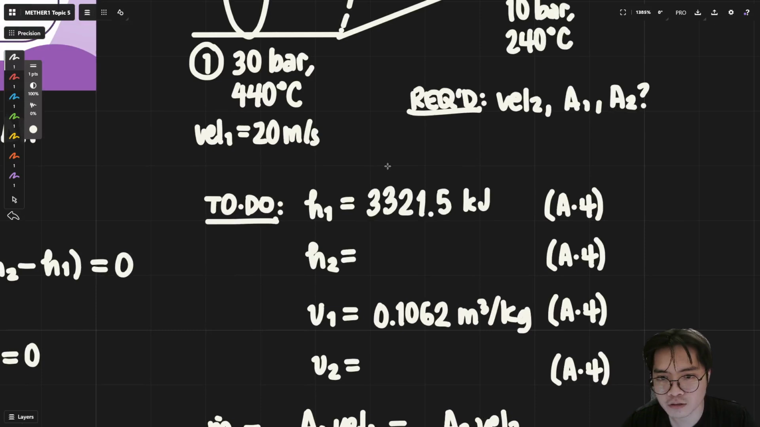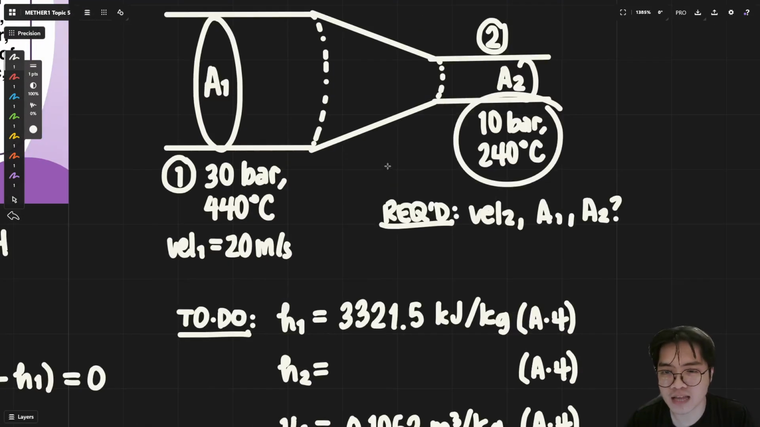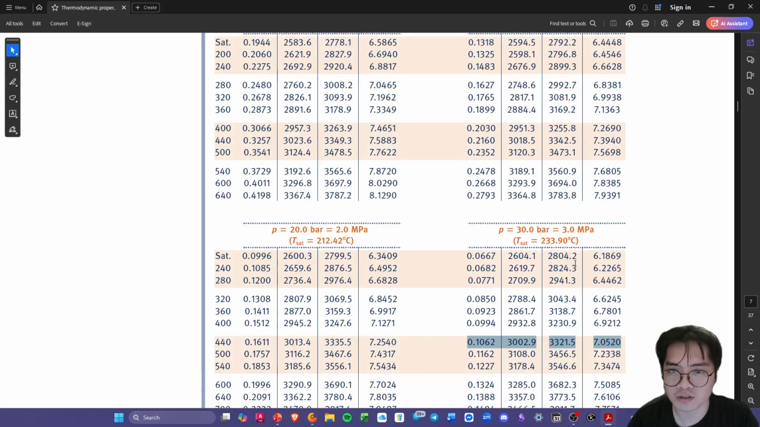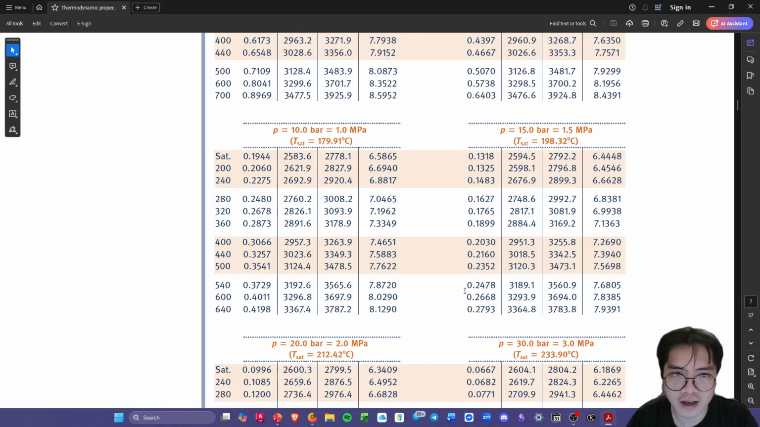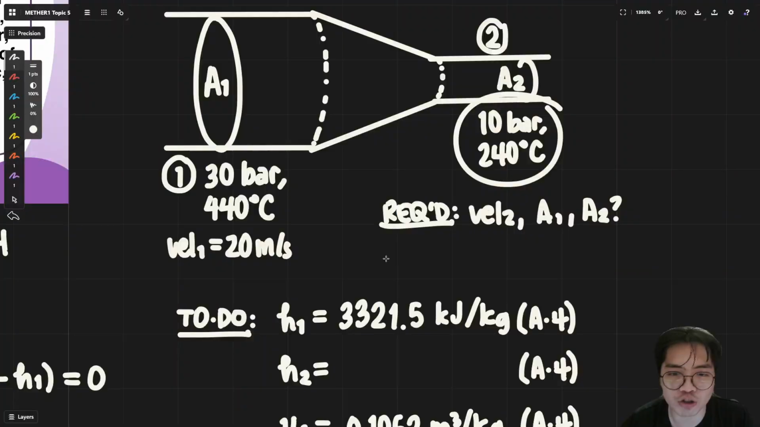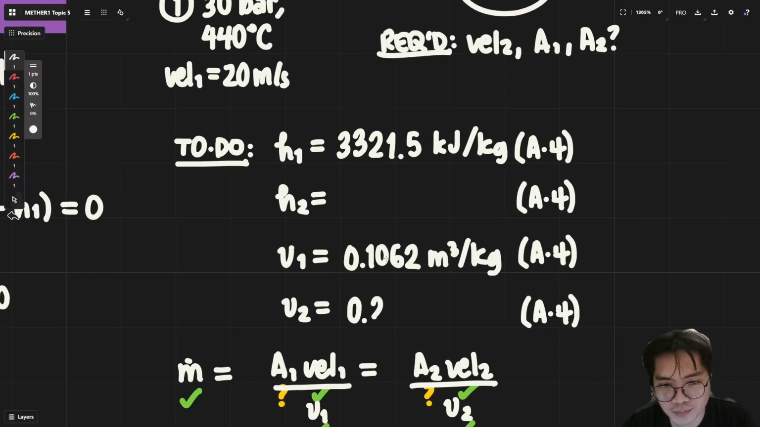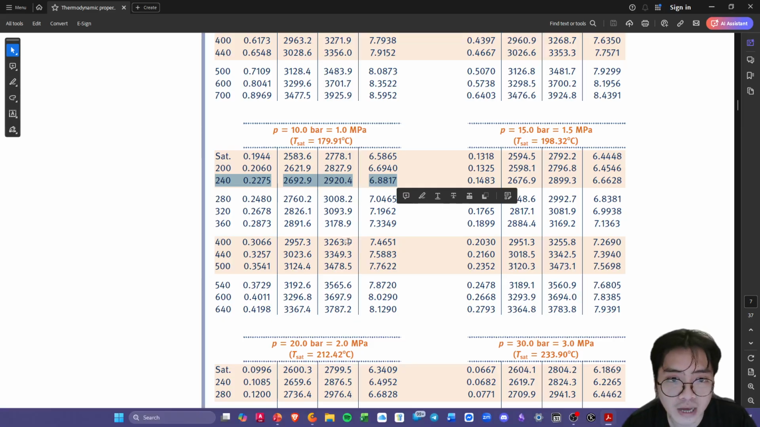3321.5 kilojoules per kilogram. Now, for your state 2, it's 10 bar, 440 degrees Celsius. As much as I'd like to keep the charade up, again, 10 bar, 440, I don't want to interpolate. So there you go. That is your V2 and your H2, which is now 0.2275 meter cube per kilogram. And then your H2, which is 2920.4.